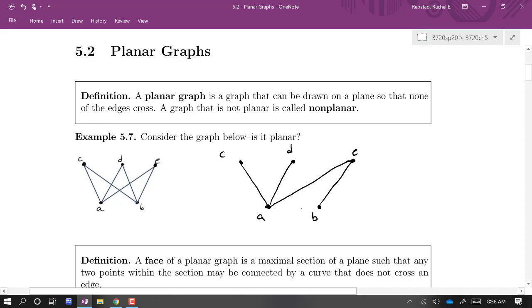There's nothing that says that edges have to be straight lines. So I'll just draw this edge this way and this edge this way. There we go. That's planar.